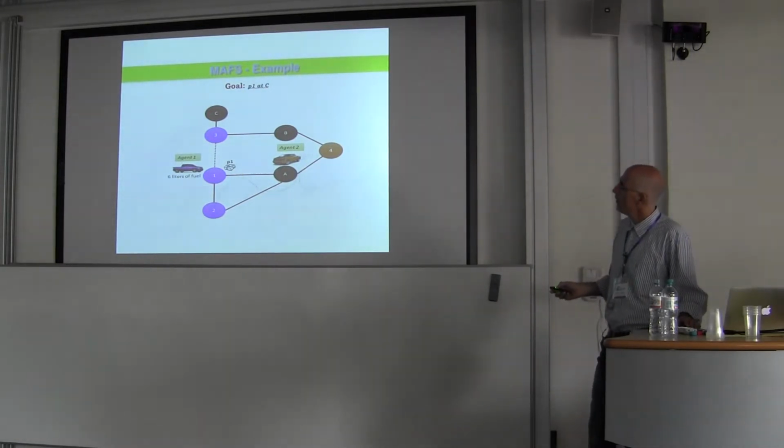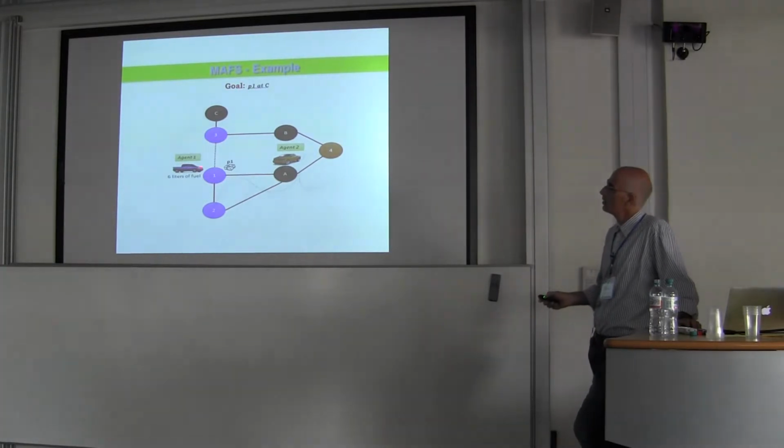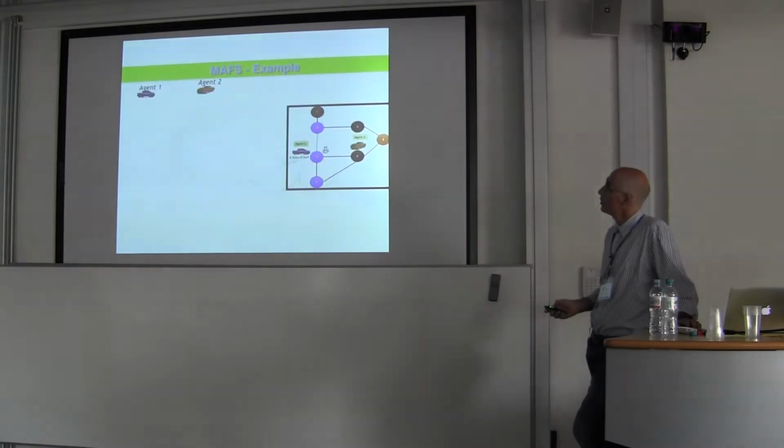in the logistics domain. So we have this truck here and the package here. The goal is for the package to be at C. The truck cannot cross this dashed edge with a package on it. It can only cross it without a package on it. So here's the search. We start with agent 1.